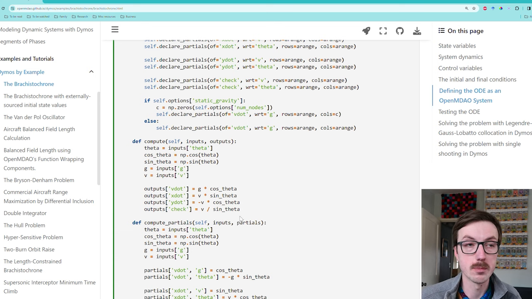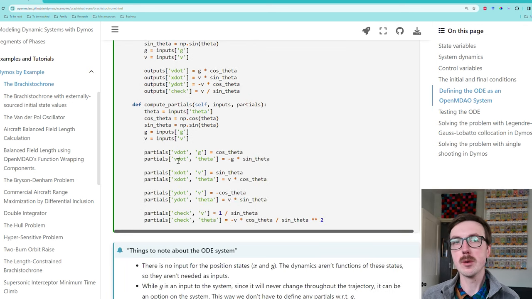This is the first example. So for v dot, we have g times cosine theta. X dot has v times sine theta, and y dot has negative v times cosine theta. None of this should be earth-shattering, it should not be groundbreaking. I showed you this before in LaTeX, and now I'm showing you it here in Python. That's all we're doing. The compute partials here computes the partial derivatives for each of these state rates. Again, with respect to v, a state, theta, a control, and g, a static force due to gravity.